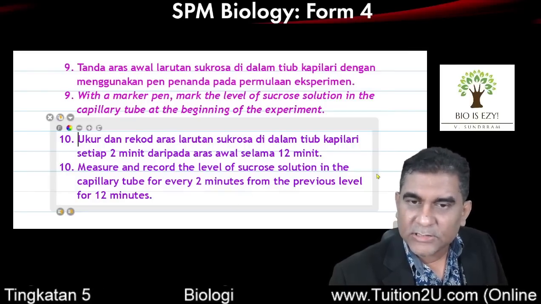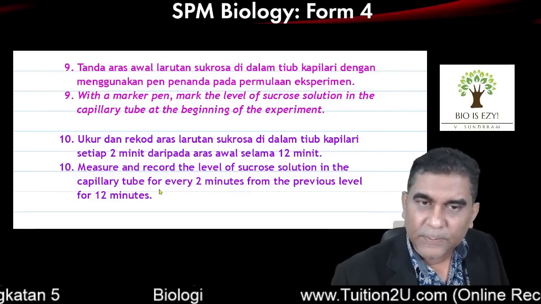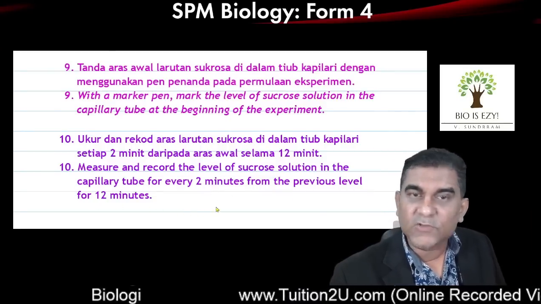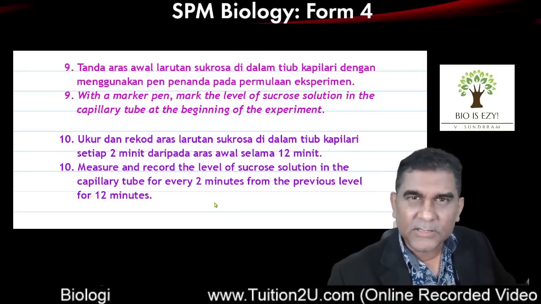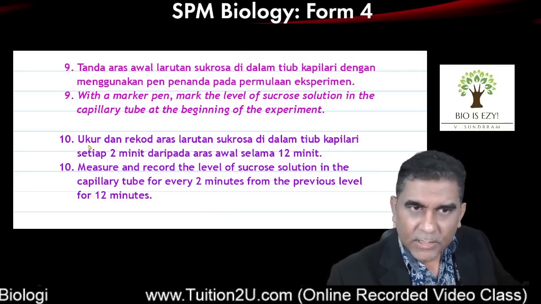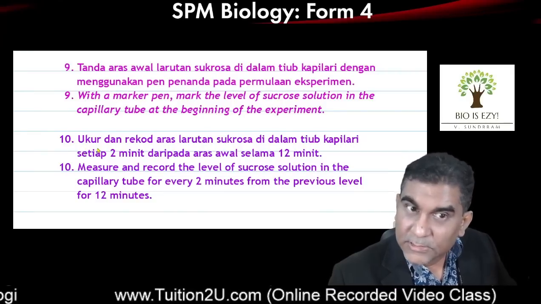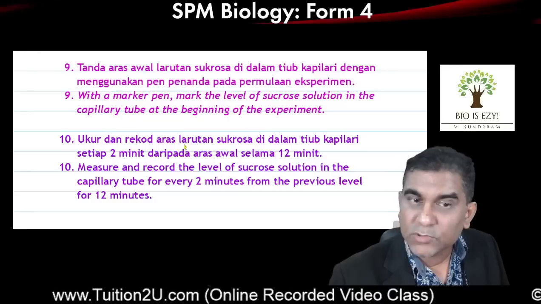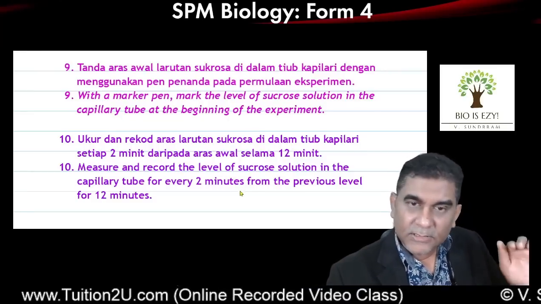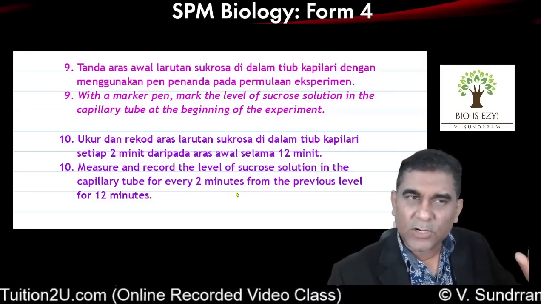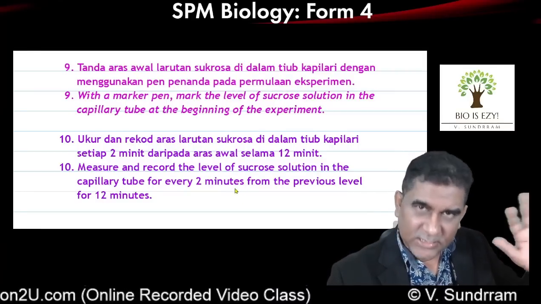Measure and record the level of sucrose solution in the capillary tube for every 2 minutes from the previous level until 12 minutes. Normally, for the experiment, around 12 to 15 minutes, they are going to become constant. Mulakan jam randik serta-merta dan kemudian ukur dan rekod aras larutan sukrosa di dalam tiub kapilari setiap 2 minit daripada aras asas selama 12 minit. Sepatutnya, lebih kurang 12 hingga 15 minit, dia akan jadi malar.